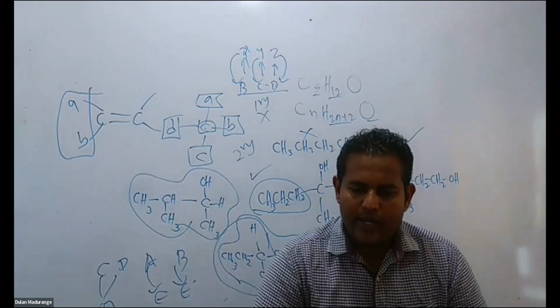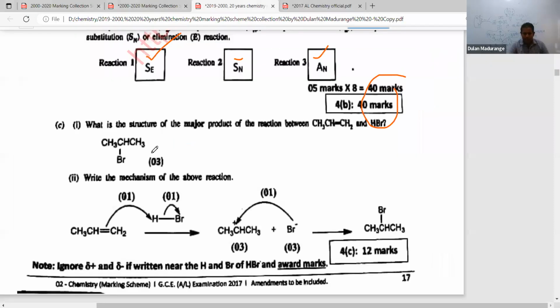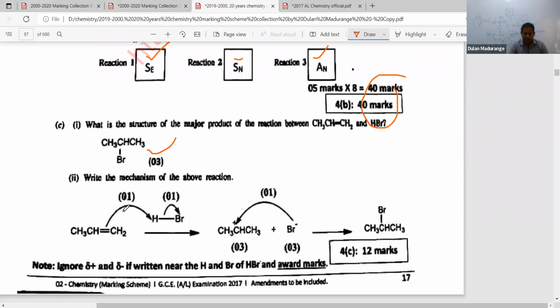So when you are writing a mechanism, you have to put the arrows in the correct direction, right? Arrows should be placed correctly. This is the product, 3 marks, right? And here you have to put the arrow in this direction. And here this carbocation, we put the minus to this side. Right? Check your marks. So check your marks out of 12. That's all. Then put your marks out of 100 and 400.